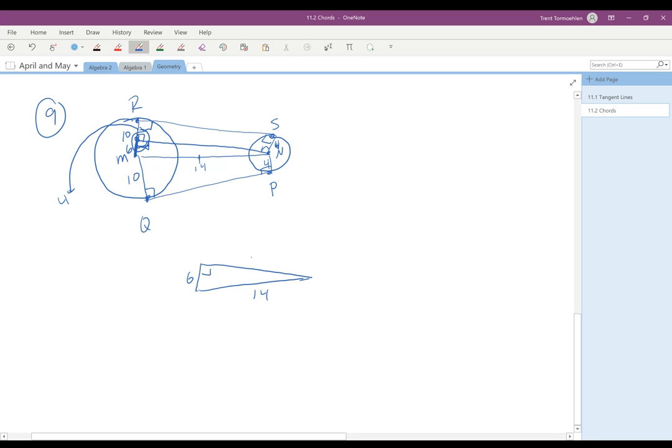And so then it's just a matter of finding 6 squared plus x squared equals 14 squared, which when you solve gives you x is 12.6, right? Subtract the 36 and then take the square root. And then since this length is 12.6, because that length was created as the side of a rectangle, the opposite side must also be 12.6.